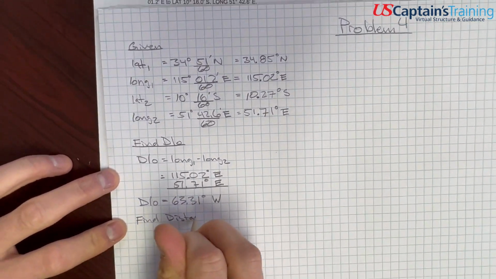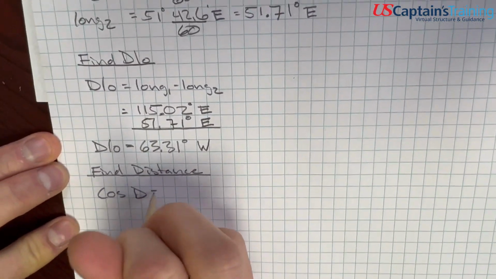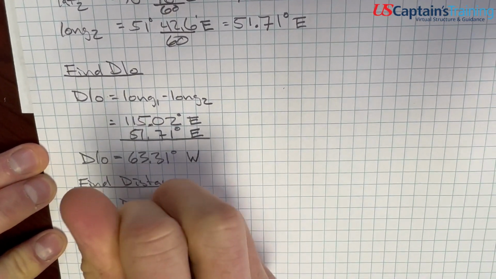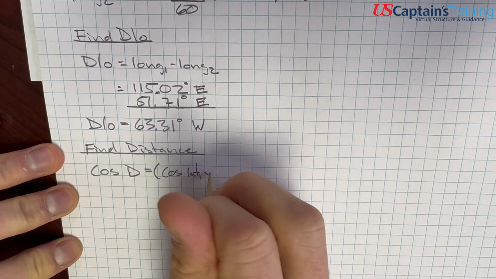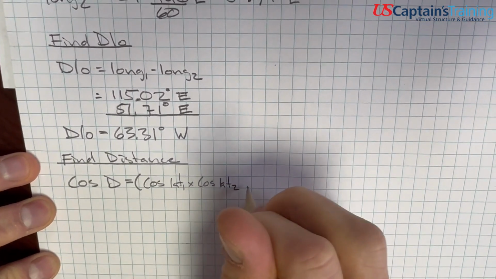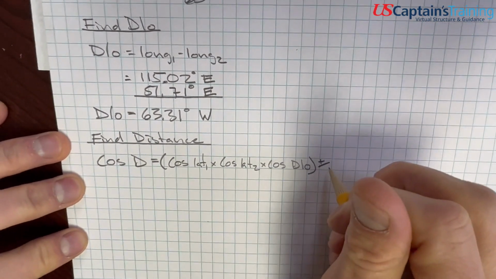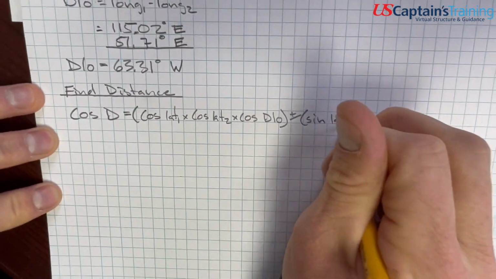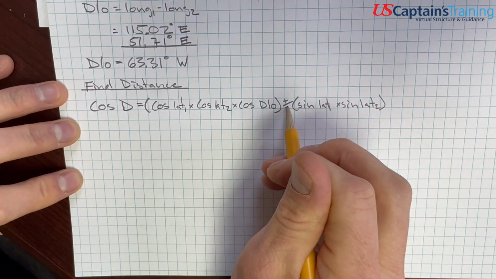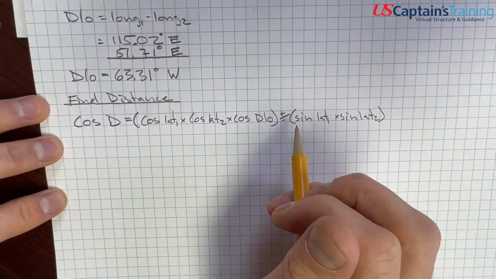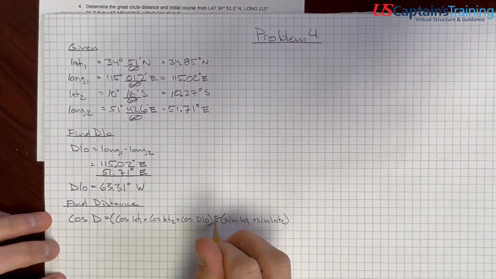Now we need to find distance. We're going to use the formula: cosine distance equals cosine lat 1 times cosine lat 2 times cosine d low, plus or minus, and we'll talk about that, sine lat 1 times sine lat 2. This plus or minus, if we crossed the equator, it is minus. We did cross the equator from north to south, so it will be minus here.